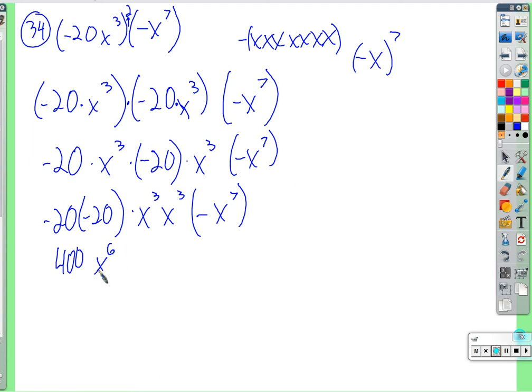Okay? That's different from x to the 3rd plus x to the 3rd. Right? Is that x to the 6th? No. Why not? Because what?